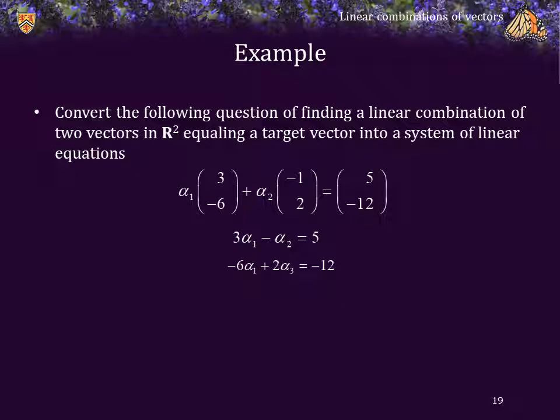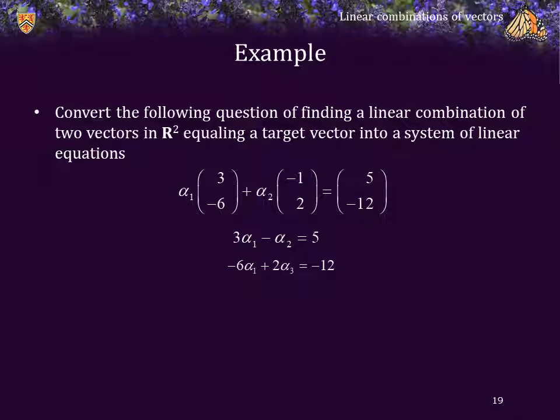All right. This system, however, has no solution. For if we add 2 times the first equation onto the second, we get that 0 is equal to negative 2, which is never true. Consequently, no solution exists to the system of linear equations.